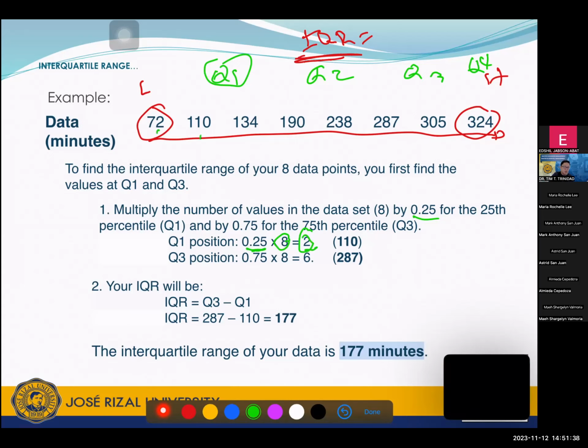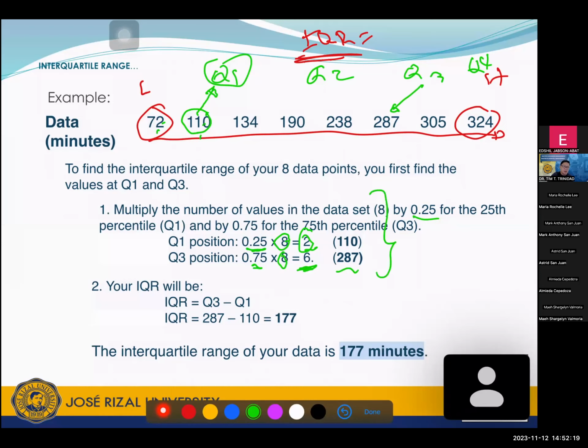1, 2. Okay, so your 110 represents your Q1. Q2 mo is middle eh. So if you want to know the value of your Q3 naman, Q3 is 75, di ba? So 0.75 times the number of data sets, which is 8, becomes 6. So you count again: 1, 2, 3, 4, 5, 6. So the value of your Q3 is 287.